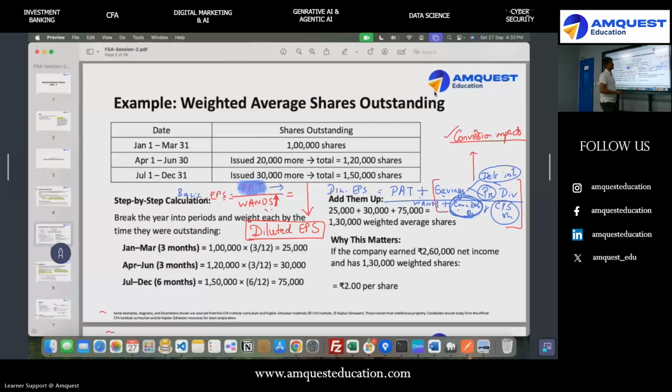On conversion, I will save these two, and on conversion, I will have extra shares from these two. Clear? Make a note completely. EPS is PAT upon WANOS. Say PAT plus savings, and WANOS plus new shares. That's the concept. I'll teach you details later. Okay, make a note of this concept.